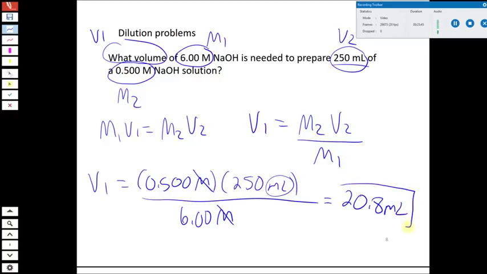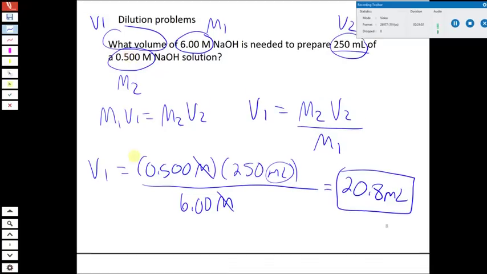So if we take 20.8 milliliters of 6 molar NaOH, add enough water until the volume is 250 milliliters, that new concentration would be 0.5 molar. That's what we were determining here. All right, so any questions on how to use the dilution equation or the concept in general? Okay, so we're good on that.